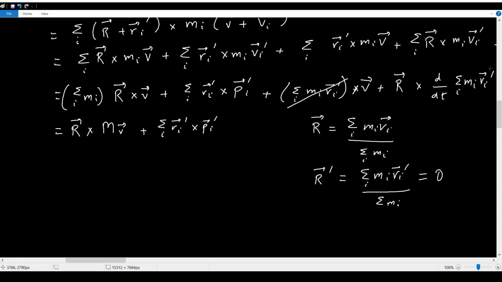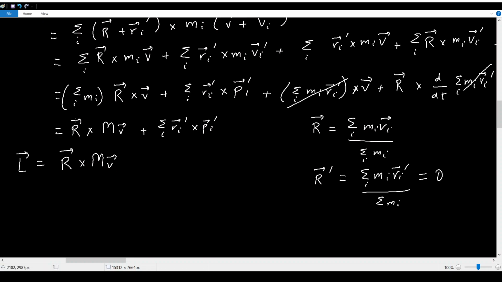And it's a similar thing over here. The sum of m_i v_i prime is 0. And finally, what we had on this side was the total angular momentum. We finally have it as follows.